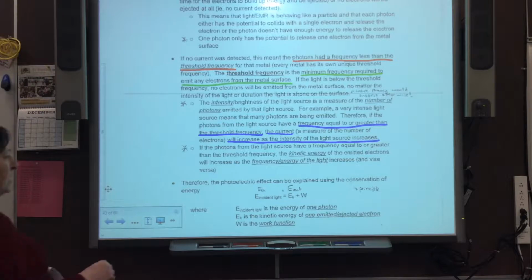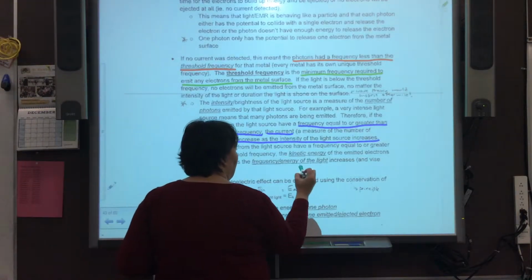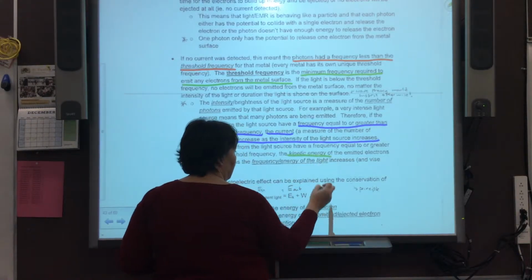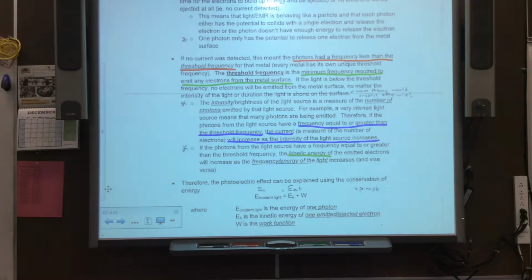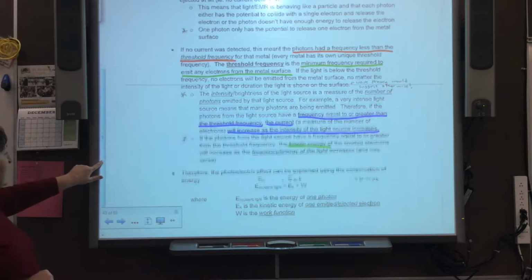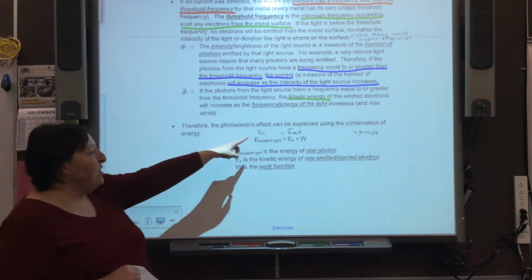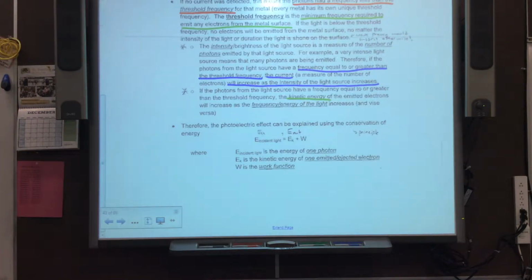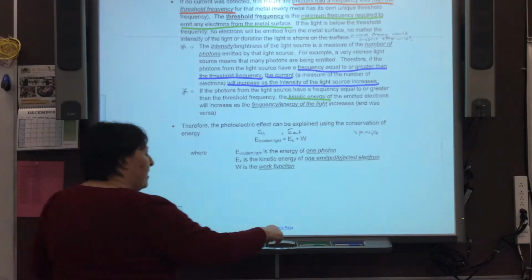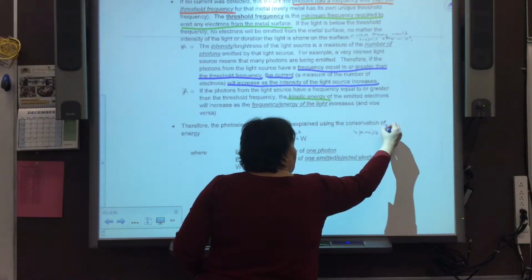Okay? If photons from the light source have a frequency equal to or greater than the threshold frequency, kinetic energy, this is where we're going, kinetic energy of the emitted electrons will increase as the frequency increases. And the frequency will increase if the kinetic energy is increased. So what we're looking at is the kinetic energy in is going to be equal to the kinetic energy out. This is based on the conservation of energy, otherwise known as principle number 5.